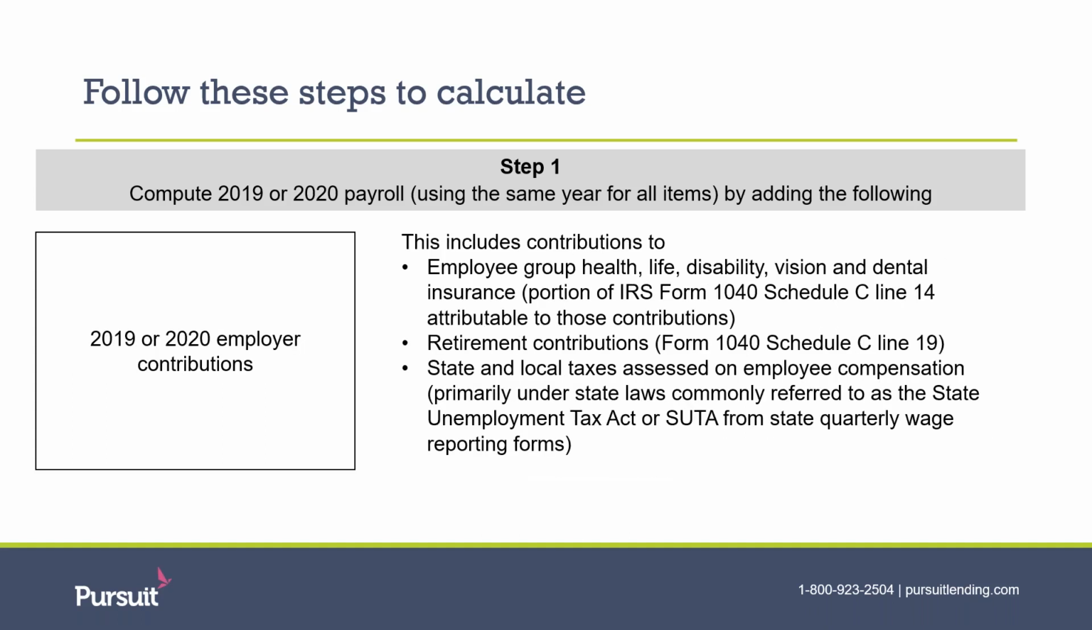Also, what can be included in this calculation is employee group health, life, disability, vision, and dental insurance, retirement contributions, and also state and local taxes assessed on employee compensation. You'll typically find these on your third-party payroll processing records, or you can provide additional statements to support these figures and include them in the annual payroll amount.